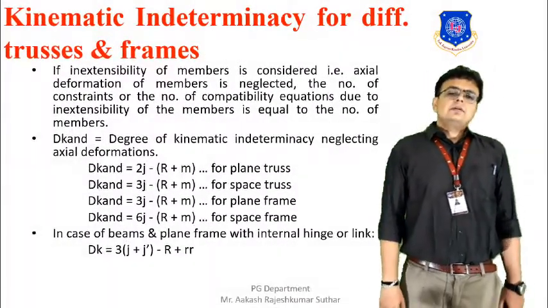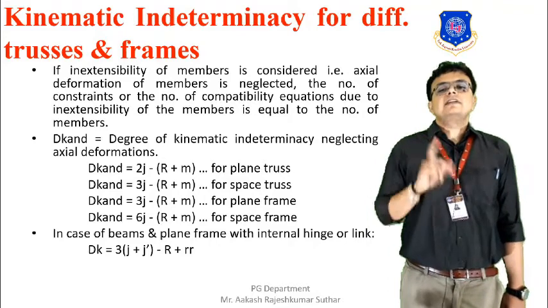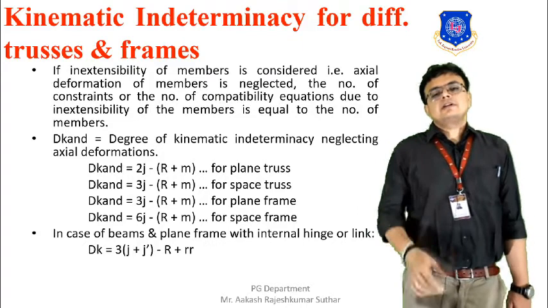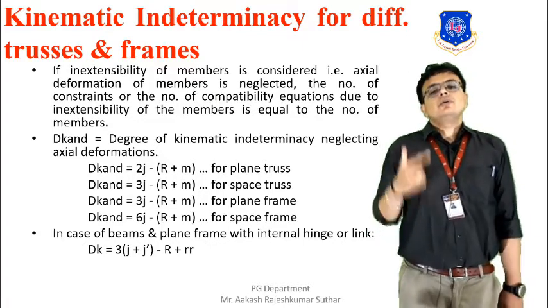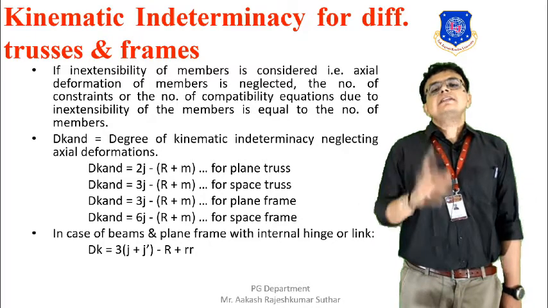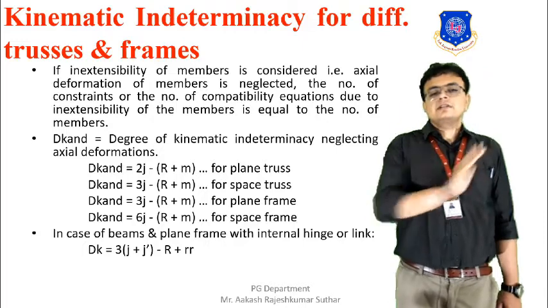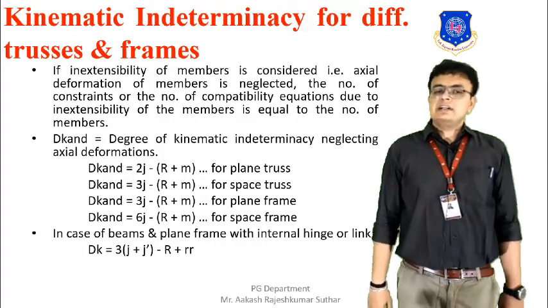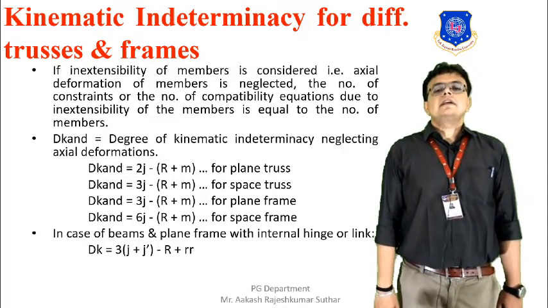Now, if inextensibility of a member is considered, that is, the axial deformation of the member is neglected, the number of constraints or the number of compatibility equations due to the inextensibility of a member is equal to the number of members. Means we are just neglecting the axial deformation, that is dka and d. Okay, that is the degree of kinematic indeterminacy neglecting the axial deformation.